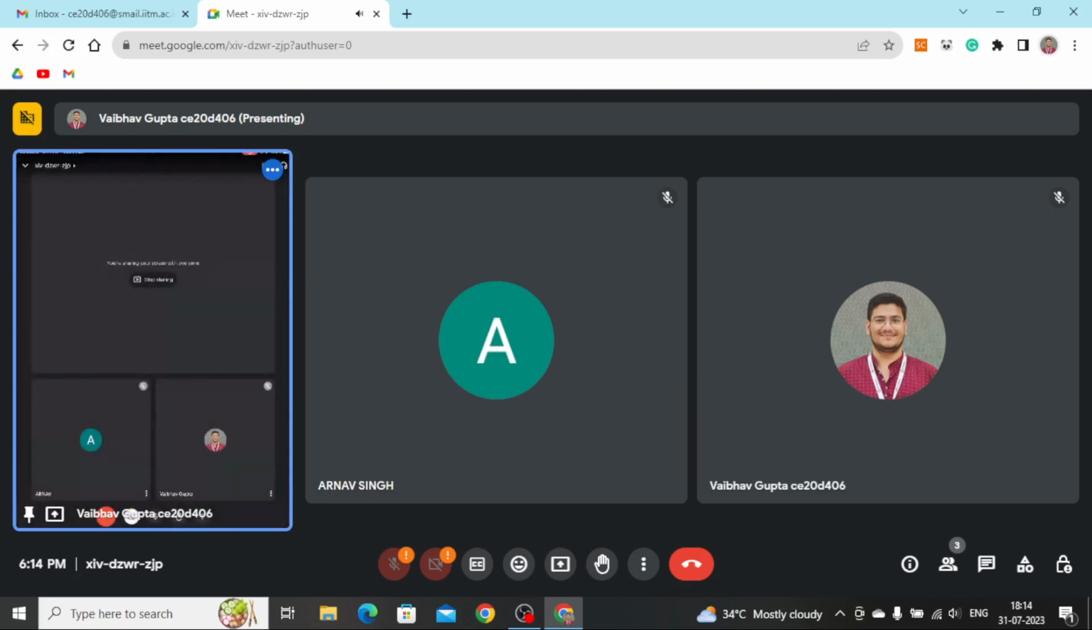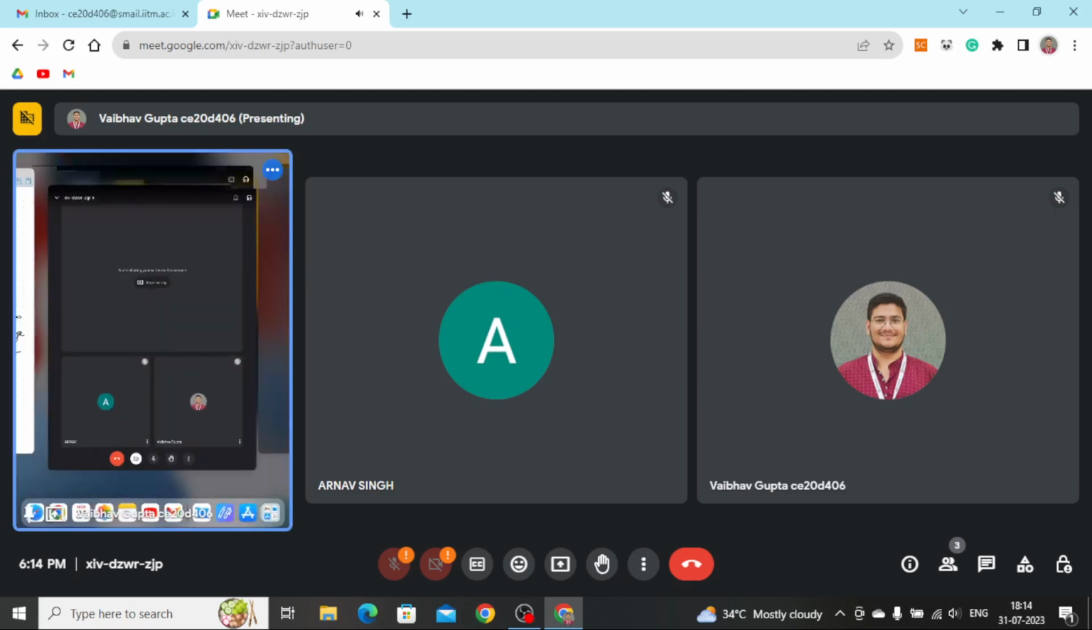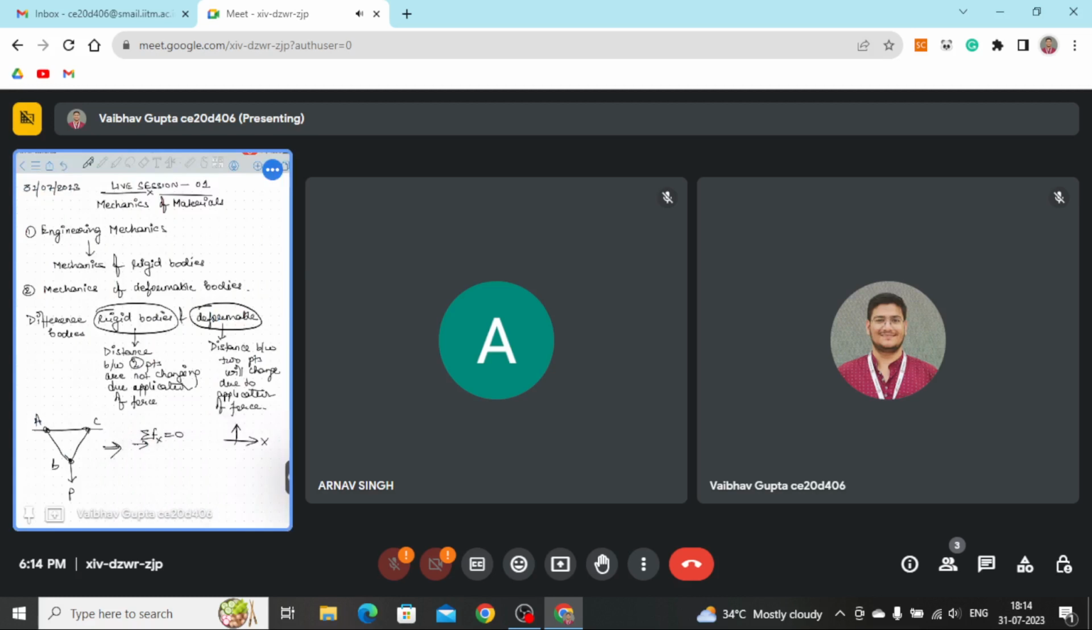The second equilibrium equation sir uses is sigma Fy equal to 0. If you satisfy both equations, you will get two equations, and you have two unknowns, FAB and FBC. So now you have two equations and two unknowns, so you can solve the problem.